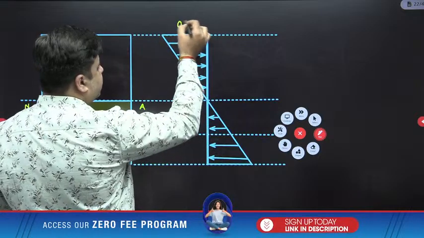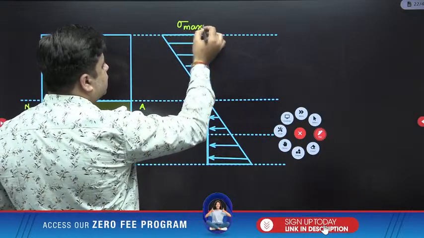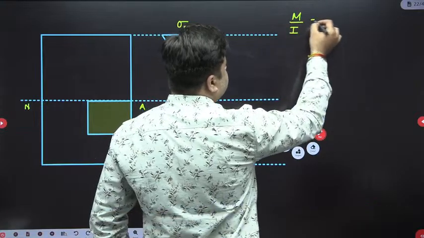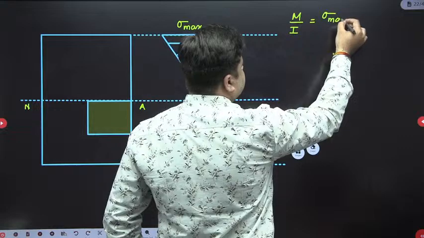First, find out this value of sigma max. So you can use this equation, M upon I is equal to sigma max upon y max.